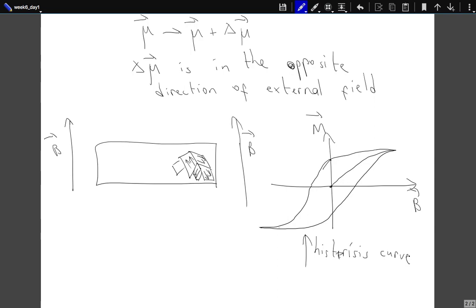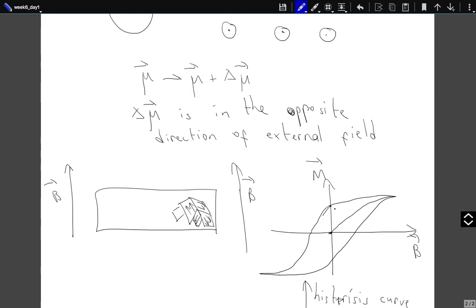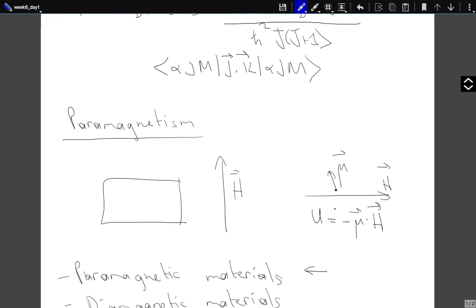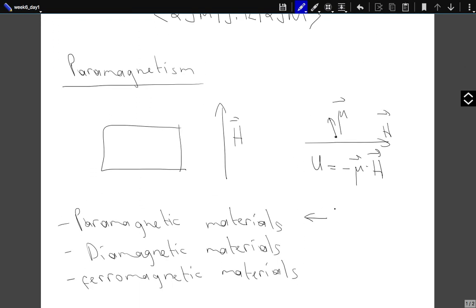So what it says is that the magnetization of these ferromagnetic materials doesn't depend only on the external field, but also depends on the history of your material. For example, at 0 applied external field, the magnetization can be 0, can have this value, can have the opposite value. It will depend on the history. Anyway, so our main subject here is paramagnetism.